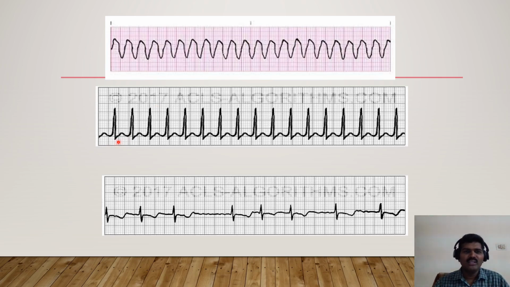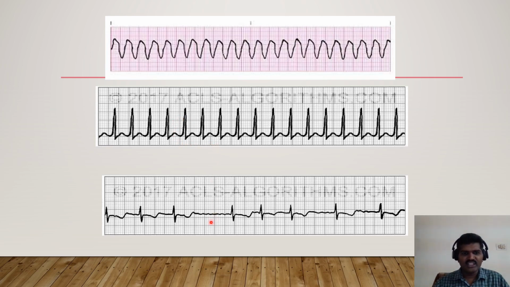Next one, rhythm appears regular. Rate 1, 2, 3, 4, 5, 6, 7, 8, 9, 10, 11, 12, 13, 14, 15, 16, 17. Rate is 170. Tachycardia. Is there a P wave? There is no P wave. When there is no P wave, no question of PR interval. And you have QRS complexes which are narrow, about 2 small boxes wide. So it's a narrow complex, regular tachycardia. A narrow complex regular tachycardia is a SVT, supraventricular tachycardia.